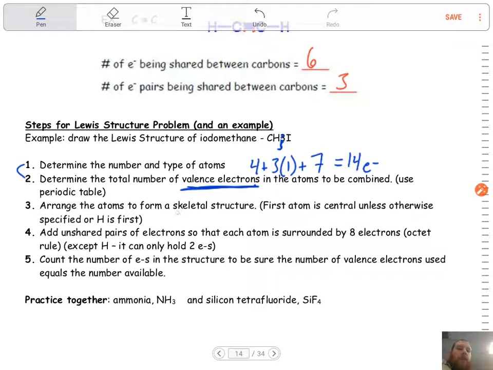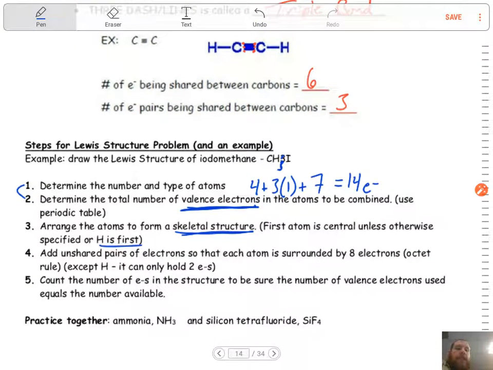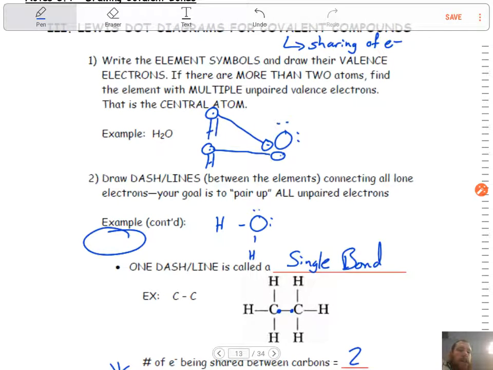Step 3, we're going to form a skeleton structure. Typically, the first atom is going to be the central atom unless otherwise specified, or hydrogen's first. Now, just a side note here. Oh, I don't know what just happened. Sorry about that.